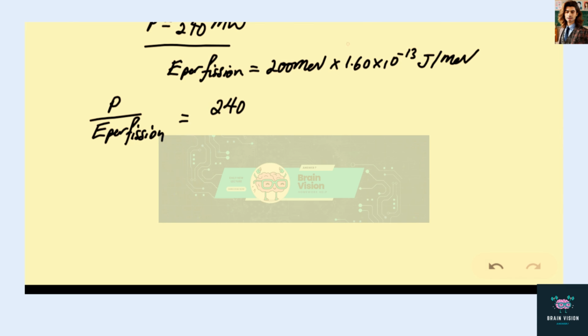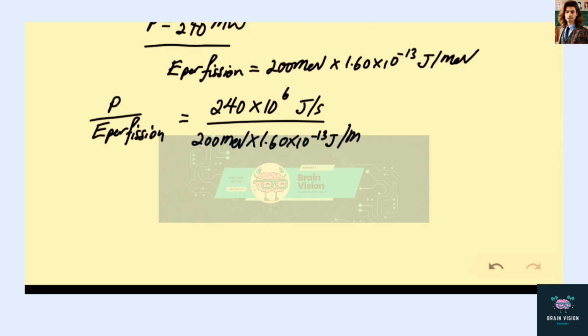So this is 240 times 10 to the power of 6 joules per second. Divide that by our previous expression on top. And we should get about 7.5 times 10 to the power 18 fissions or reactions per second.